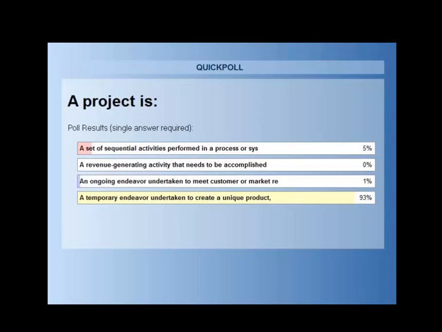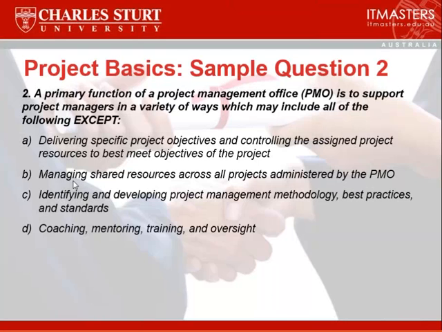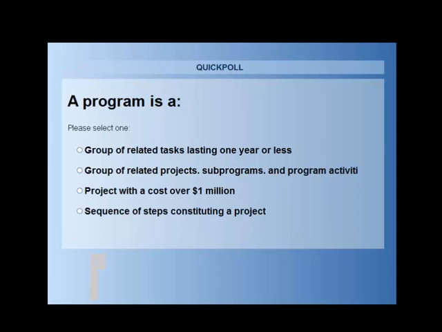If we move along to the next question, the next question is, a primary function of a project management office, the PMO, is to support project managers in a variety of ways that may include all of the following except. I think I just need to hide my poll before I can go on to the next question. If you'd like to quickly have a look at that and tell us what your answer is, I will then give you the correct answer.